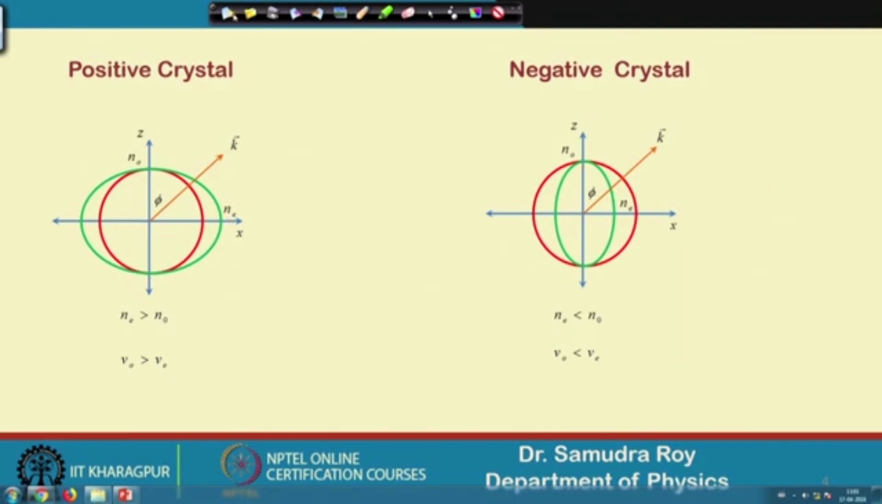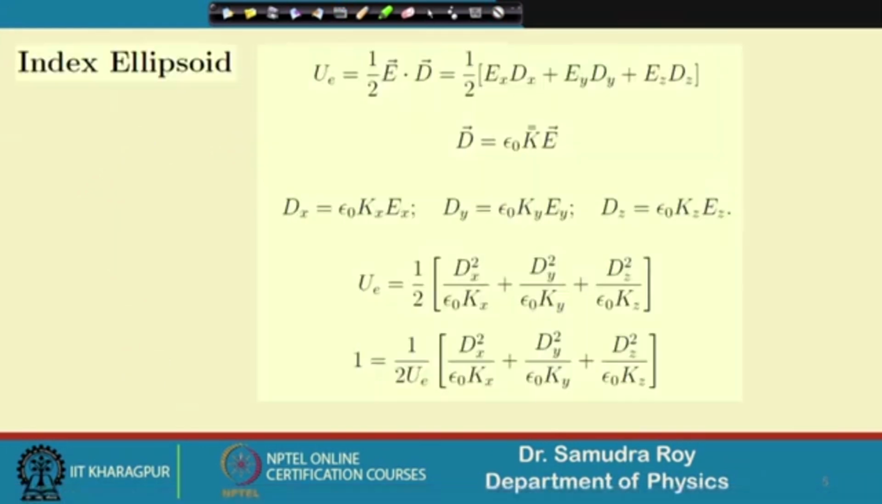Well, after having the knowledge of negative and positive crystals, which will be very important in later classes, because this concept we are going to use in our phase matching case. So, let us try to understand the index ellipsoid. So, this is the general form of the refractive index variation. One can derive it very easily, because the material is a 3-dimensional material.